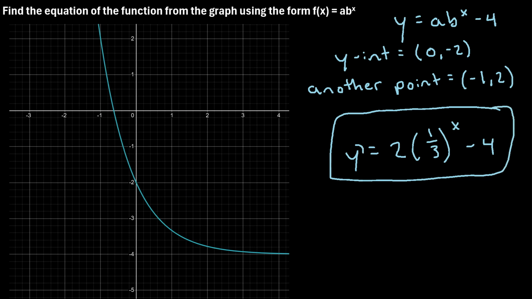Or if you wanted to, you could also replace y with an f of x. Either form is fine. And since we ended up getting a b value, this value right here, of less than 1, that means the graph should have exponential decay, which it does. As the x values get larger, as we're going more and more to the right, the y values are decreasing. So that's just a way to double check or confirm that we got the right pattern.